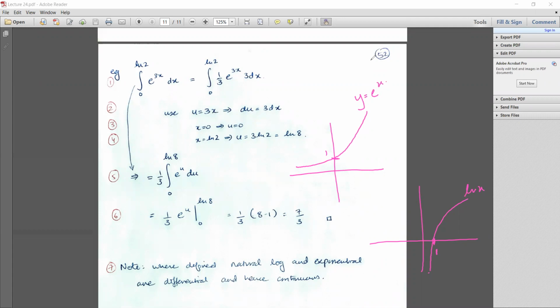Both of these functions, the exponential function and the logarithmic function, are differentiable and continuous throughout their domains. The domain of the natural log function is just all strictly positive real numbers. The domain of the exponential function is all real numbers. Any questions?